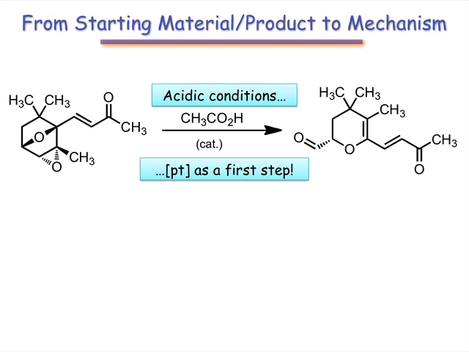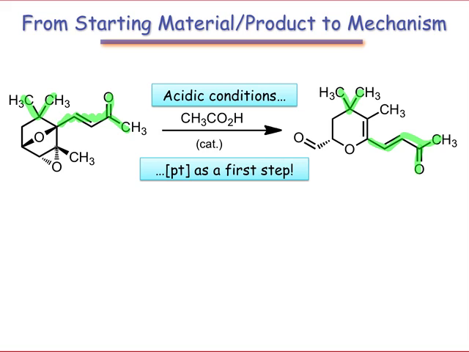But before diving in, let's compare the structures of the starting material and product with the aim of identifying key changes as the reaction proceeds. The enone and geminal dimethyl groups appear to remain unchanged throughout the mechanism.